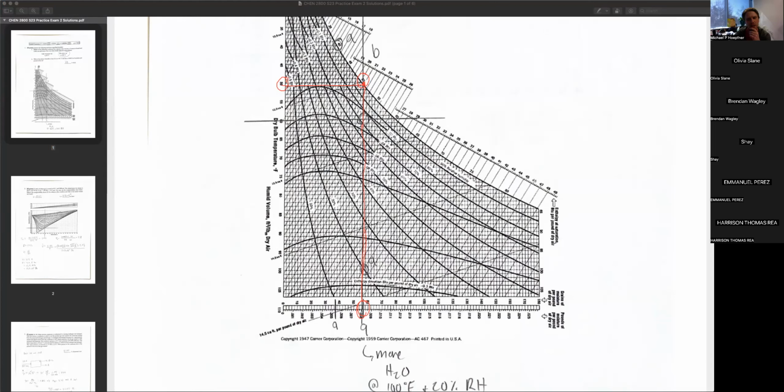Otherwise, because this is representing a closed system, right? I have a box with a certain amount of water and a certain amount of air, and I just cool it down. I'm keeping the ratio of water to air the same, and that's exactly what's in these pieces here: grains of moisture per pound of dry air and pounds of moisture per pound of dry air.